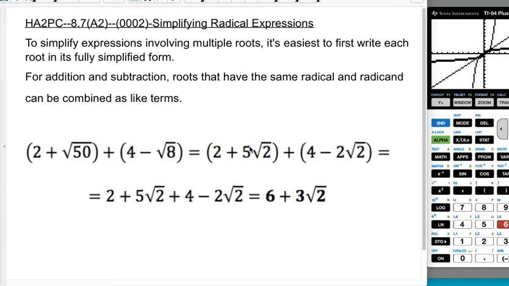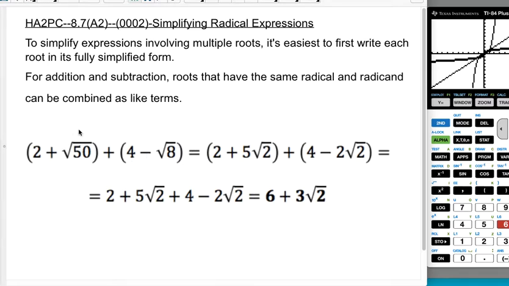To simplify expressions involving multiple roots, it's easiest to first write each root in its simplified form. For addition and subtraction, roots that have the same radical and radicand can be combined as like terms. As an example, if I'm asked to add 2 plus the square root of 50 to the quantity 4 minus the square root of 8, I cannot combine the square root of 50 and the square root of 8 as they are currently written.